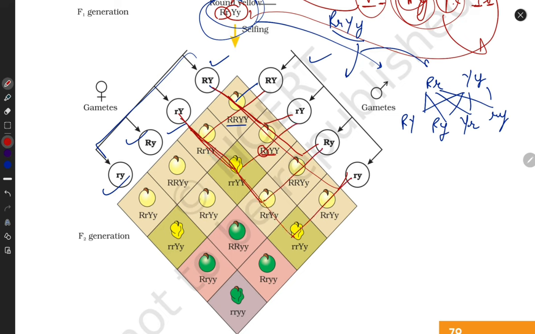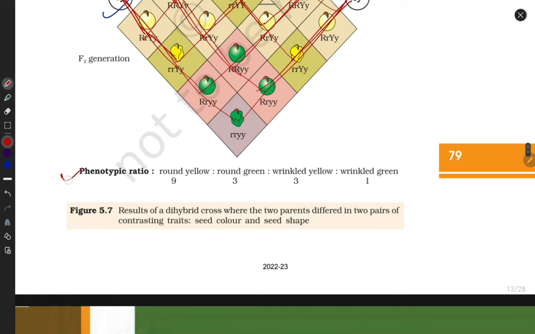Again, cross this thing with this. Cross this thing with this. Here you can cross. Here you can cross. Here you can cross. I think now it is clear. And you got this phenotypic ratio. So according to this dihybrid cross, you can inherit at one time two characters, two genes.